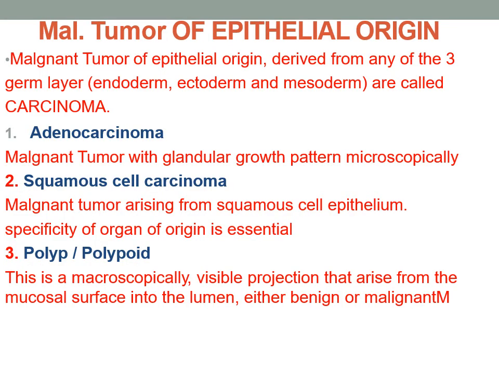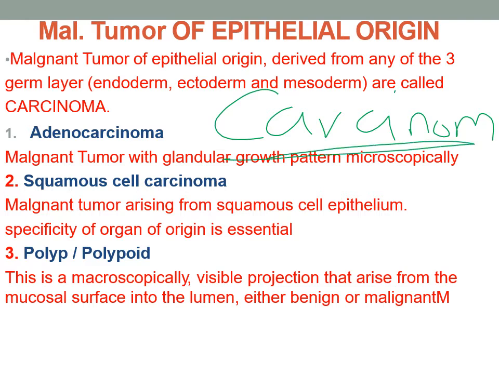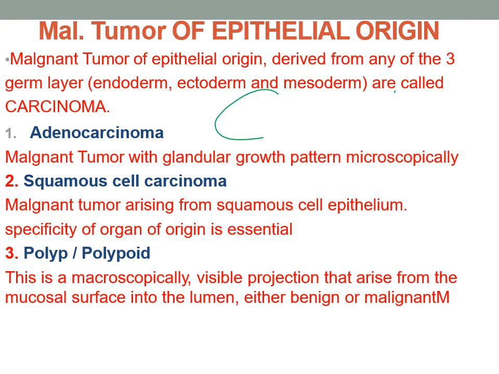Okay, we are continuing in epithelial origin. In epithelial origin, generally we say they end up with the suffix carcinoma. Remember, we said in mesenchymal origin, they end up with the suffix sarcoma, but in epithelial origin, they end up with the suffix carcinoma. So don't forget that. Now let us start to name.